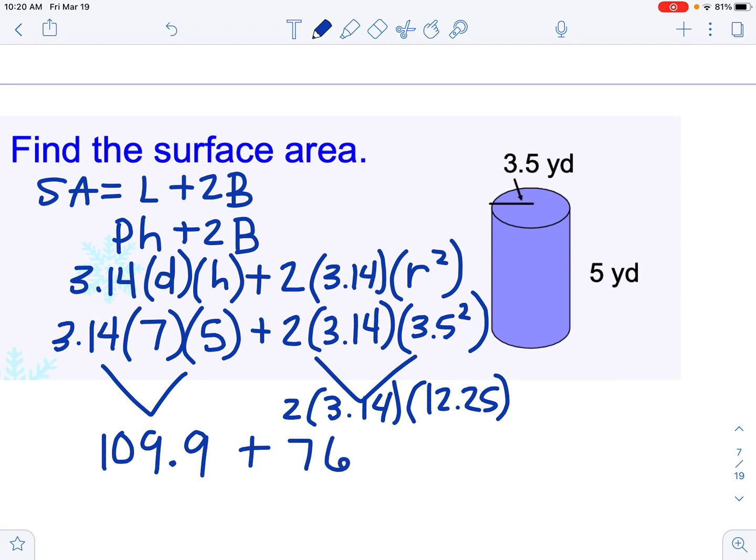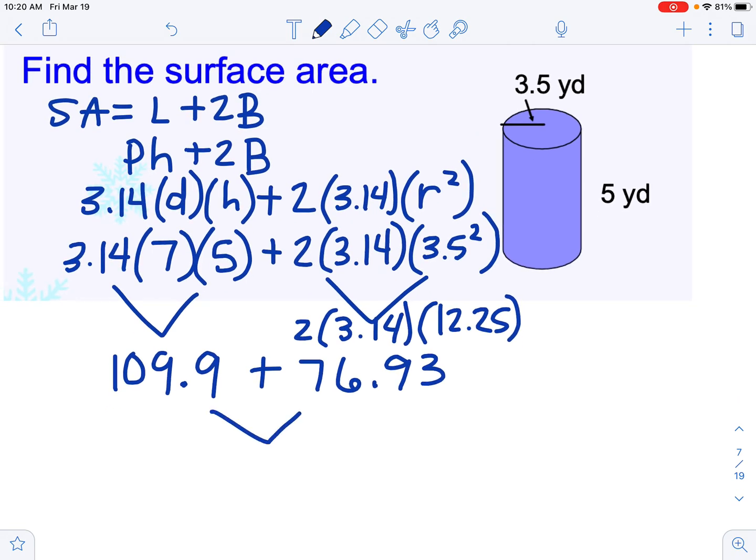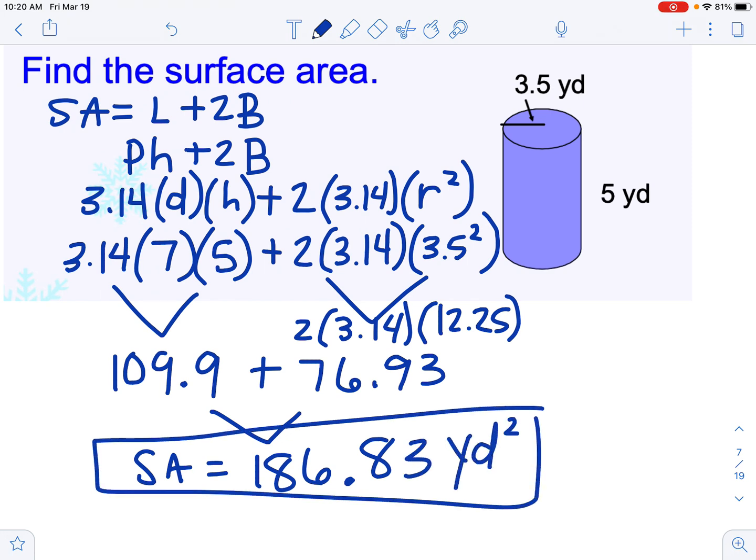And we get 76.93. Oops. And now I can add those together. And I get the surface area is 186.83, and then area is always squared, so yards squared.